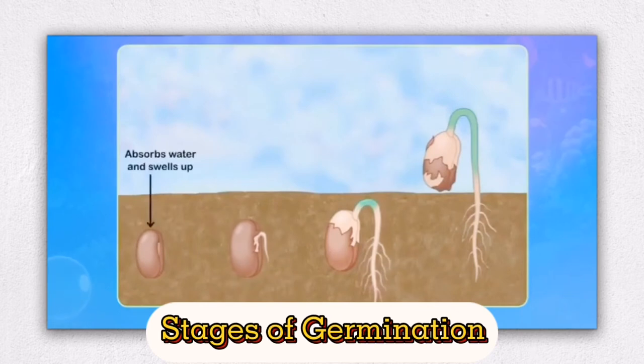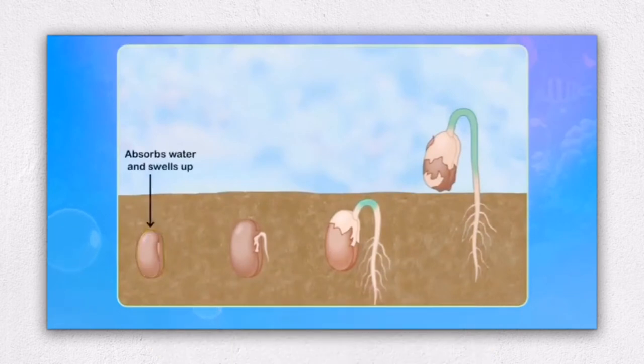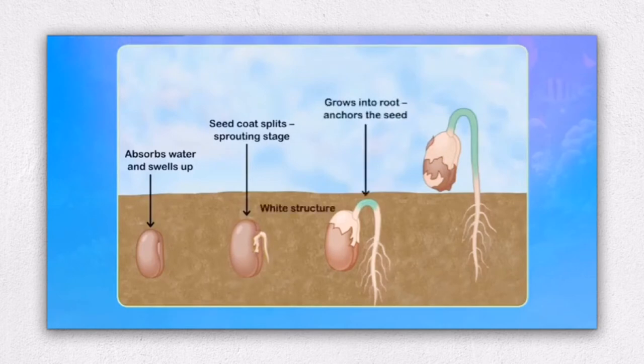Stages of germination. The seed absorbs water and swells up. As the seed swells up, the seed coat splits. This stage is called the sprouting stage. This white structure grows into the root. The root grows downward into the ground and anchors the seed in place. It is only then that the shoot begins to grow.